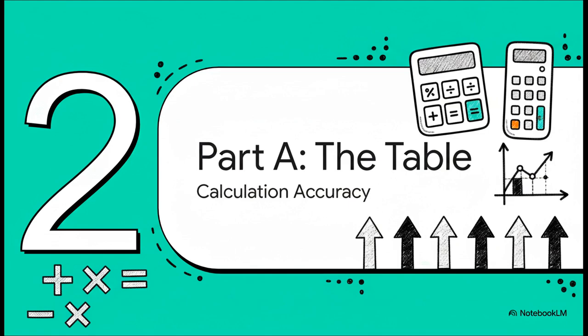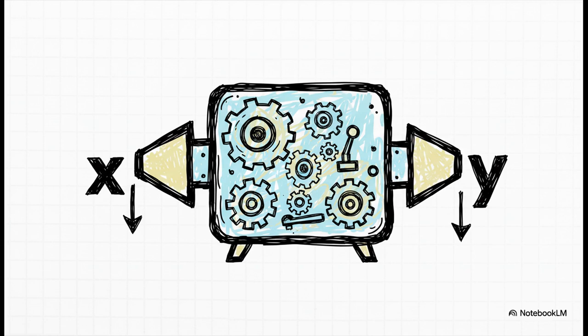First up, Part A, completing the table of values. This bit is all about being accurate with your calculations. You've got to get this right because it's the foundation for everything that comes next. The equation we're playing with is y = x² − 2x − 3. This is the rule we have to follow for every single missing value in that table.